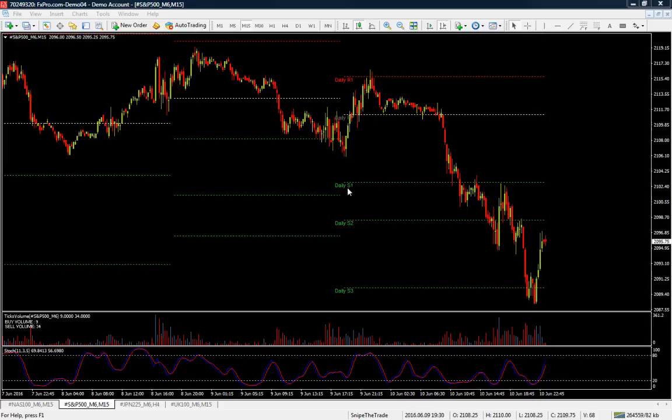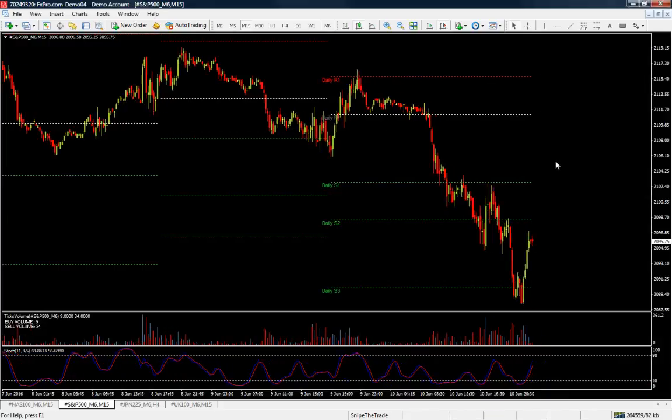But in any case, what are we going to do? You already know that if we are trading above the daily pivot, then we have some kind of a bullish bias on the day. If we're trading below, we have a bearish bias on the day. This means that if we're trading above, we're going to look for buy opportunities. If we are trading below, we are going to look for sell opportunities.